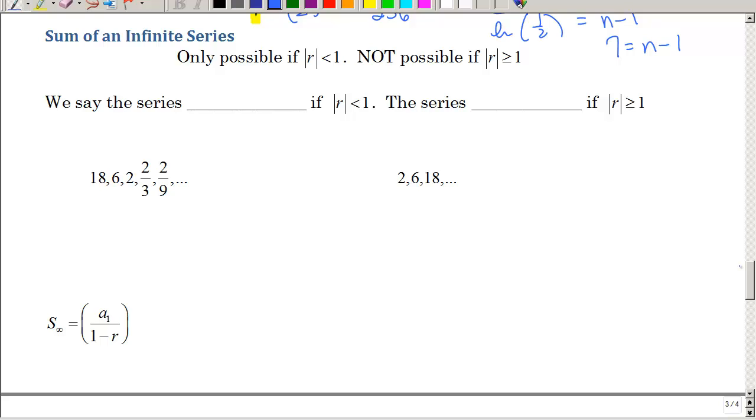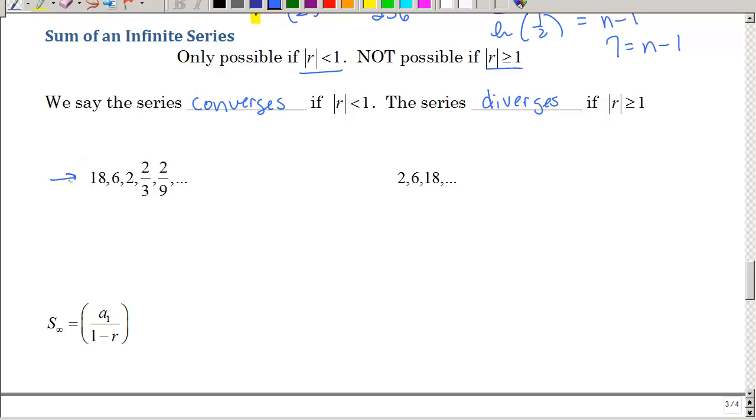But this is only possible if the absolute value of r is less than 1, as in the numbers are getting smaller and smaller and smaller. In fact, so small we say they become negligible. It is not possible if we're getting bigger numbers, if we're multiplying by numbers bigger than 1. So we say the series converges if the absolute value of r is less than 1, and the series diverges if the absolute value of r is greater than or equal to 1. Again, some calculus concepts, but at a pre-cal level.